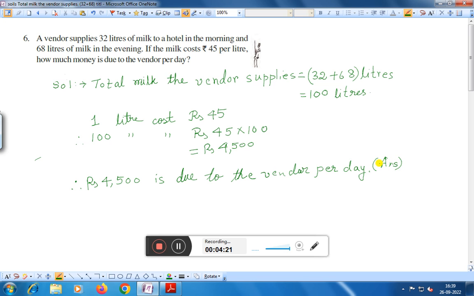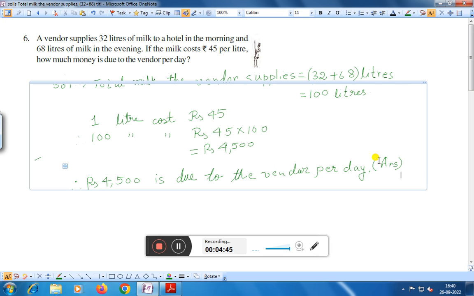question number 6. Again I am repeating. Here you see the total milk the vendor supplies equal to 32 plus 68 liters, that is 100 liters. And here it is given that 1 liter cost is 45. Therefore, 100 liters cost is 45 into 100, that is 4,500. The question is, if the milk cost is 45 per liter, how much money is due to the vendor per day? Therefore, rupees 4,500 is due to the vendor per day. That is the solution of question number 6.